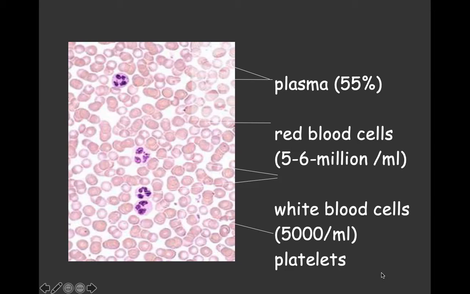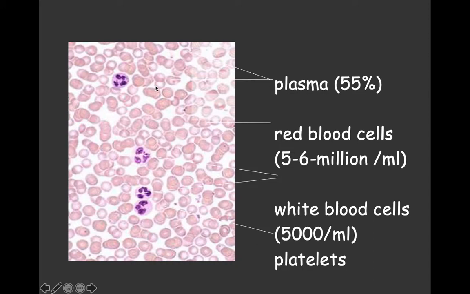So 55% of our blood is the plasma on average. And then we have 5 to 6 million red blood cells per milliliter and about 5,000 white blood cells per milliliter. And then we also have platelets, and platelets are also going to work for us as far as blood clotting is concerned. And so these little dots that you see in here, these are the platelets.